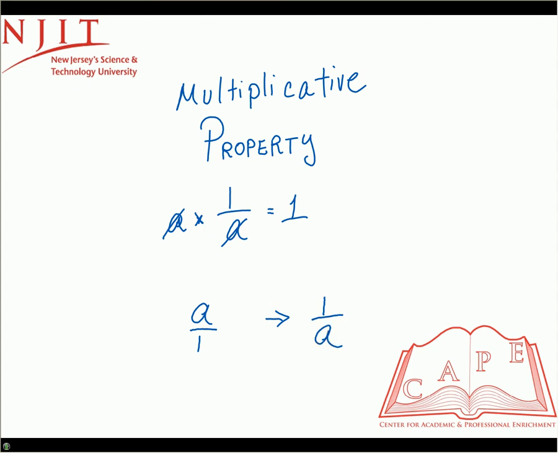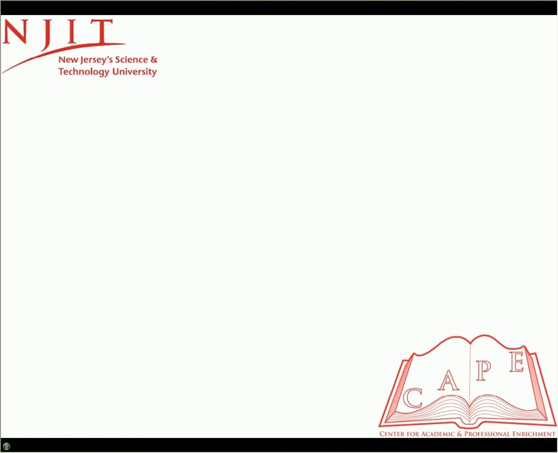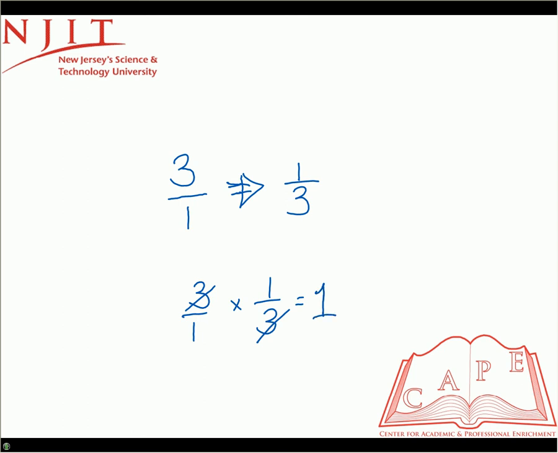So let's go over some examples of that. Say we wanted to find the reciprocal of the number 3. Again, whole numbers naturally by default have a denominator of 1. So if we wanted to find the reciprocal of 3, just flip it. So our reciprocal is just 1 over 3. And a good check is that if you multiply them, 3 over 1 times 1 over 3, the 3's cancel out, so you're left with 1.